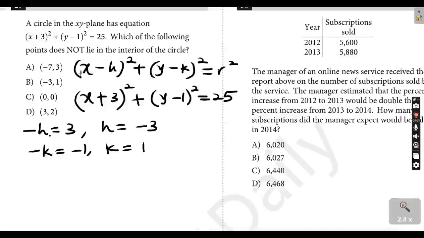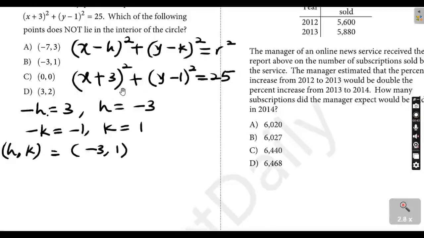Saying again, the general form of the equation of a circle in the xy plane is (x − h)² + (y − k)² = r², where h, k represent the center of the circle and r is the radius. If you compare this with the given equation, you are going to see that −h equals 3, and therefore h equals −3. And −k equals −1, so k equals 1. So the center of this circle will be (−3, 1), and of course r² equals 25.